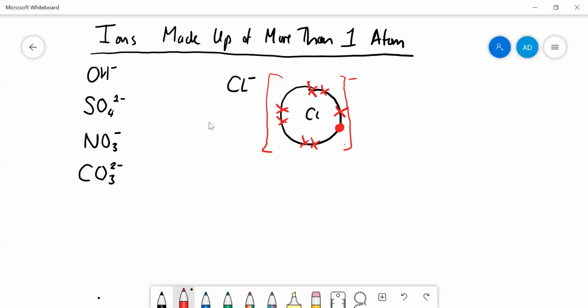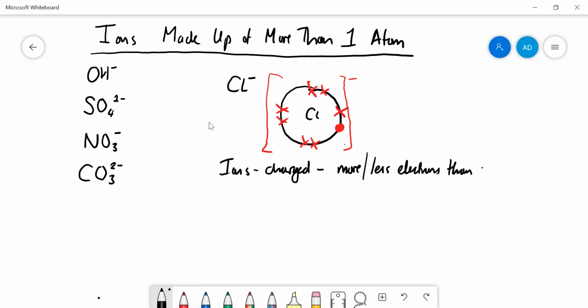Well, let's think first of all, ions are charged. Why are they charged? Because they've got more or less electrons than protons in the nucleus, positively charged protons. Okay, so all of these things like the sulfate ion and the nitrate ion, well, they've got more. Sulfate's got 2 more electrons than it should have. Nitrate, 1 more electron. Carbonate, 2 more electrons. So that's what that bit means.